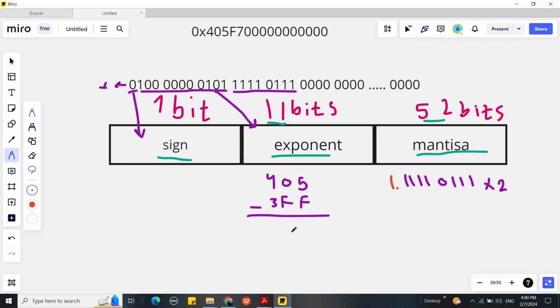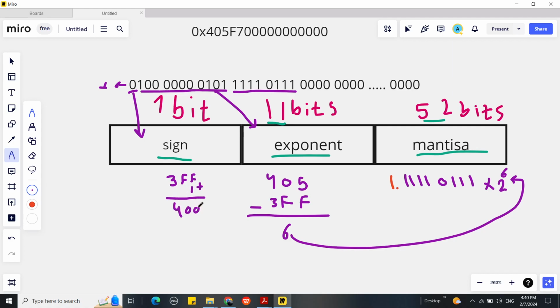So 400 minus 3FF is actually 1. And then we're going to add 5, so it's going to be 6, and we put it here, right? Because 3FF, if you add 1 to it, is going to be 400, and adding 5 is going to be 405. So 1 plus 5 is 6. This is our answer, just a quirky math. So basically, our pointer is gonna move 6 places to the right.